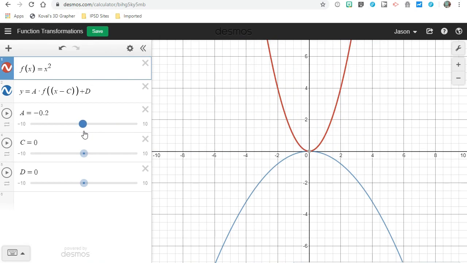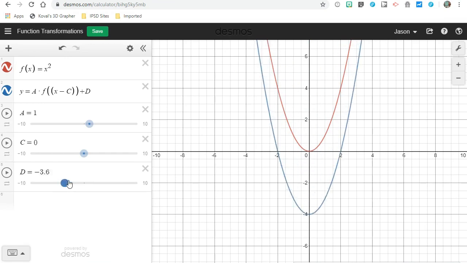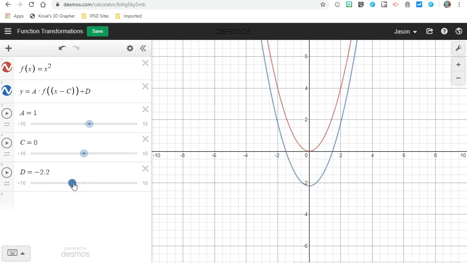If I make it negative, it flips and does the same thing. So the more negative it gets, the more narrow it gets. So that's what happens with A. With C, if I increase C, notice my function moves to the right. And if I decrease C, my function moves to the left. So it appears that C has some sort of shifting value for x, and D has a shifting value for y. So it either moves up or down based on what's happening.